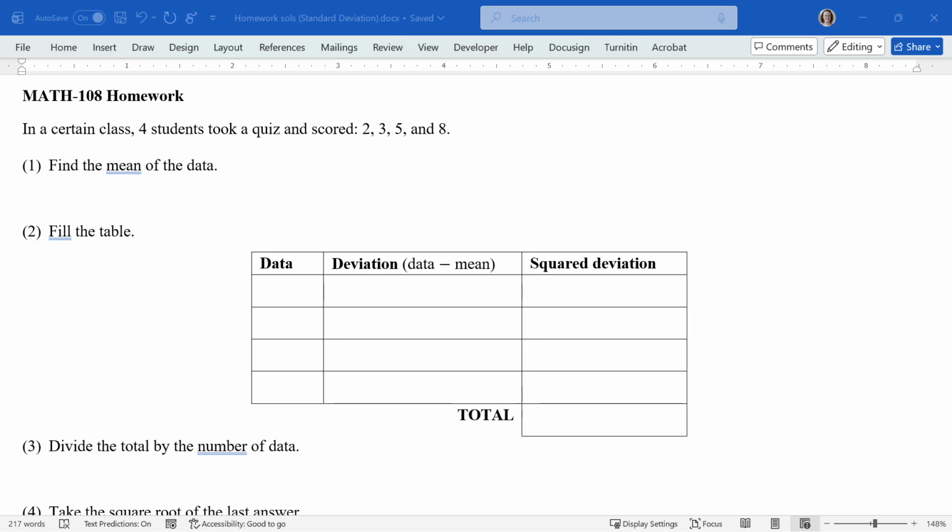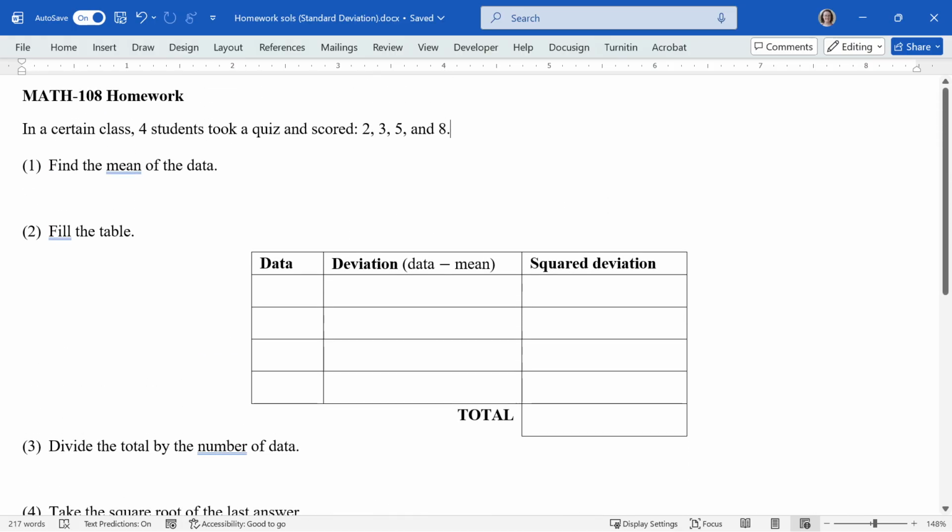Hello everyone. In this video I am going to go over the Math-108 homework on standard deviation. So for the first part here we're going to actually calculate a standard deviation, not exactly by hand, but with a hand calculator. I have the steps all laid out for you here.